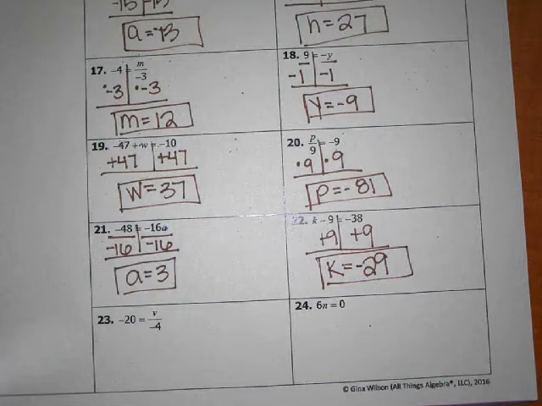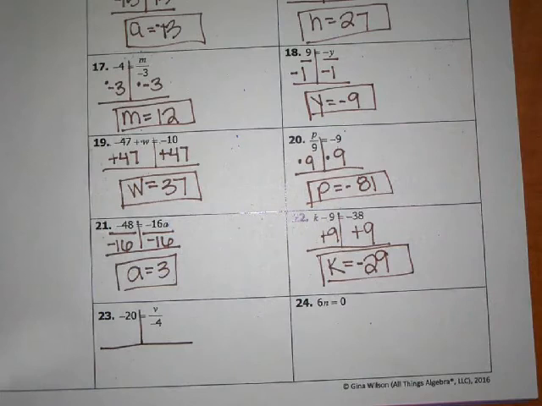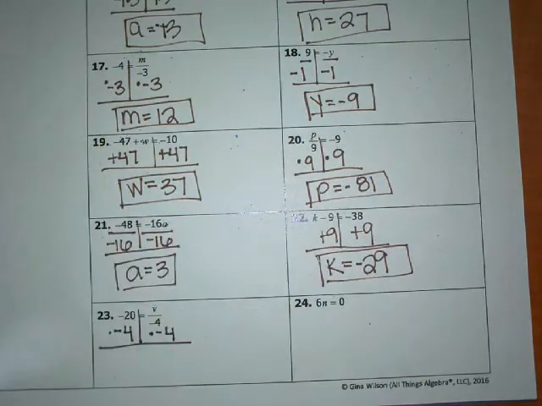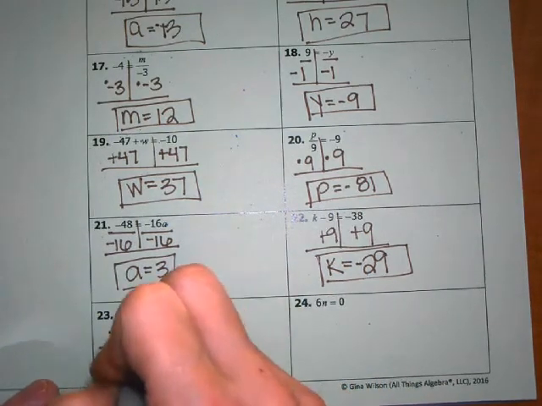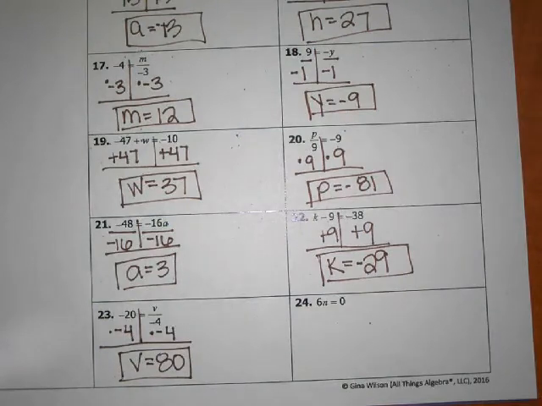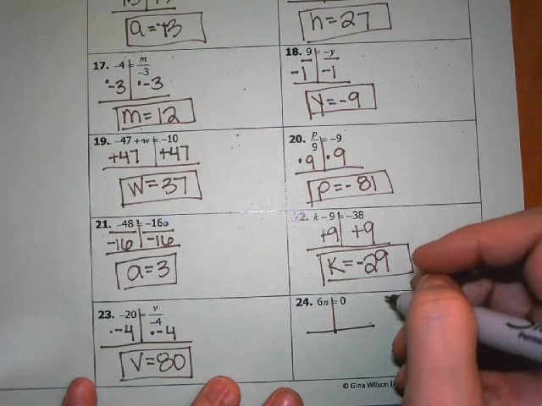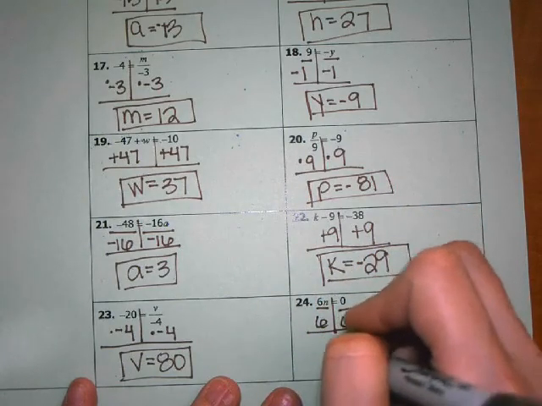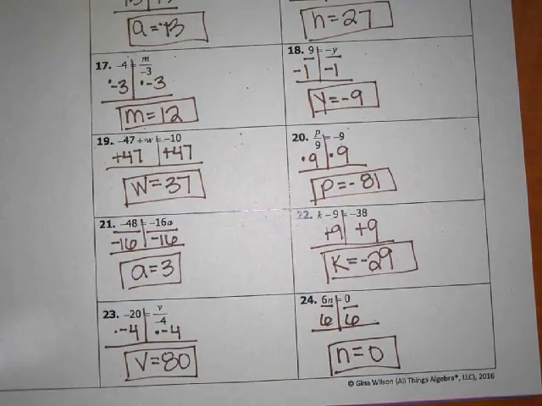Number 4. What did you do on 23? Annie, that's you, girl. Times -4. Which means my answer is what, number 10? V equals 80. And number 19, what do I do on 24? Divide by 6. Which means everyone, my answer is N equals 0. Very good. What questions do I have?